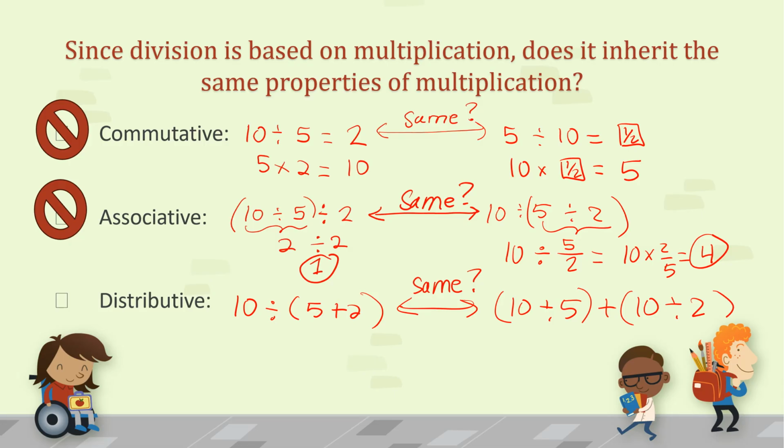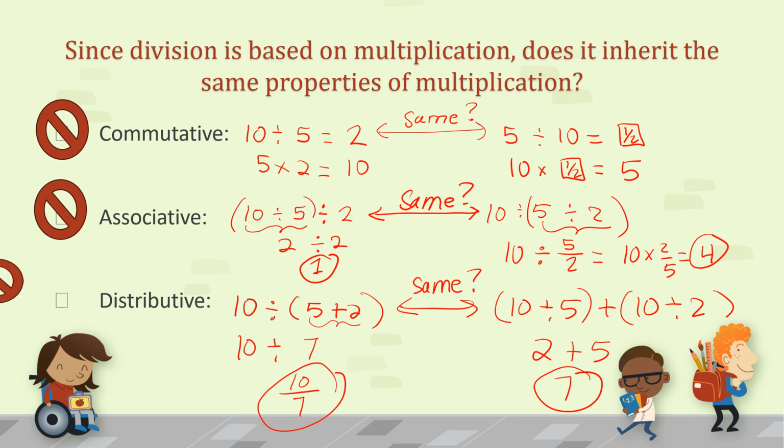Now, if you think about it, 10 divided by 5 is 2, plus 10 divided by 2 is 5. So this answer right here is 7. Well, this here, 10 divided by this is 5 plus 2 is 7. 10 divided by 7 is 10/7. Obviously, they are not the same. So the distributive property does not work either.